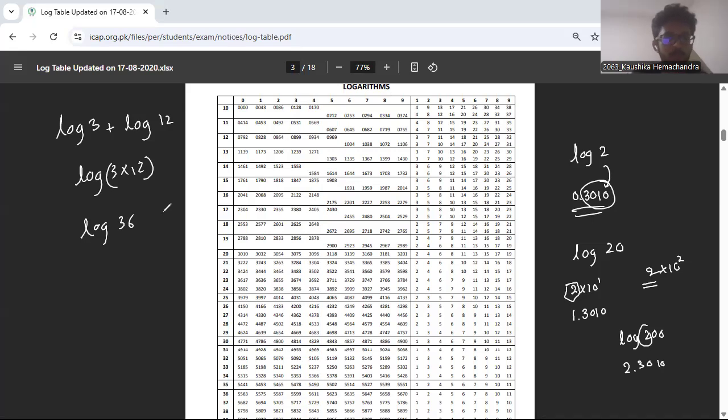Log 36 can be written as 3.6 into 10 to the power 1. So it starts at 1 and then you go to find 36 from it. Here is 36: 3, 6 and 0.5563. So we get 1.5563. That is the answer.